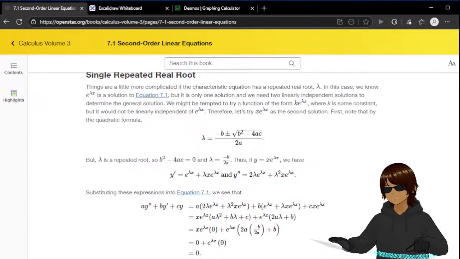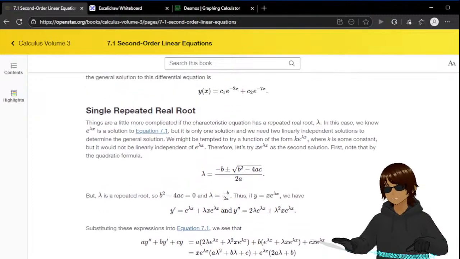Single repeated root. Things are a little more complicated if the characteristic equation has a repeated root, lambda. In this case, we know e^(lambda x) is a solution to equation 7.1, but there's only one solution, and we need two linearly independent solutions to determine the general solution. You might be tempted to try a function of the form k e^(lambda x), where k is some constant, but it would not be linearly independent of e to the power of lambda x. Therefore, let's try x e^(lambda x) as a second solution.